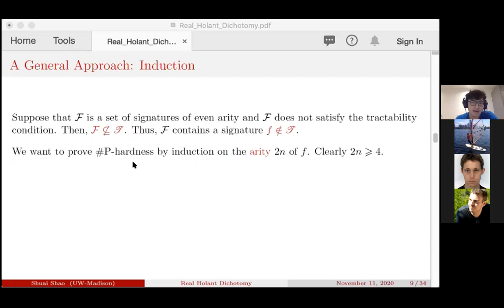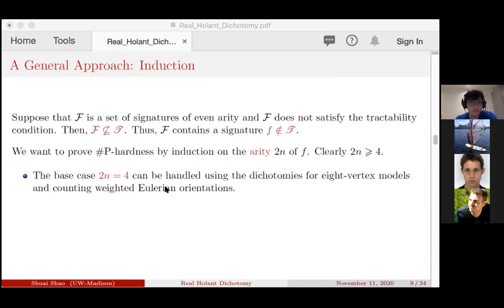We want to prove #P-hardness by induction on the arity of this signature f. The base case is when this signature has arity 4. This case can be handled using the dichotomies for eight-vertex models and counting weighted orientations. Recall that the eight-vertex model is just a Holant problem with a single signature of arity 4. Here we also need to construct some complicated gadgets, and the analysis requires the signatures to be real valued. That's the reason why our dichotomy only works for real valued Holant problems.